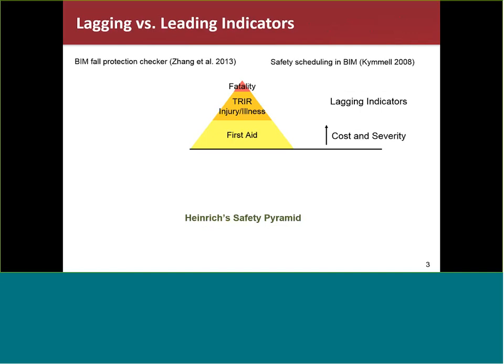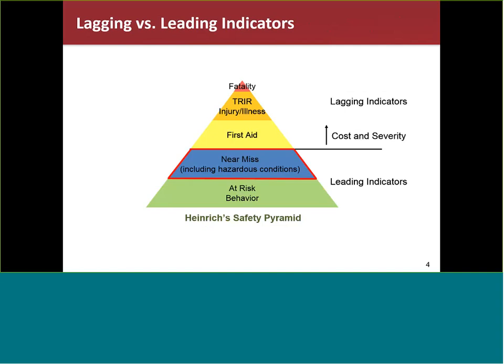So the crux of our research, or the driving motivation, is Heinrich's safety pyramid, and I'm sure that you've probably seen this before, but I'll just review it pretty quickly. Basically, the idea is that we have these lagging indicators of fatalities, injuries, and illnesses that OSHA requires that we measure and benchmark our safety performance. But Heinrich basically theorizes that there are a whole host of these leading indicators, including near misses and at-risk behavior, that are at a higher ratio than our lagging indicators.